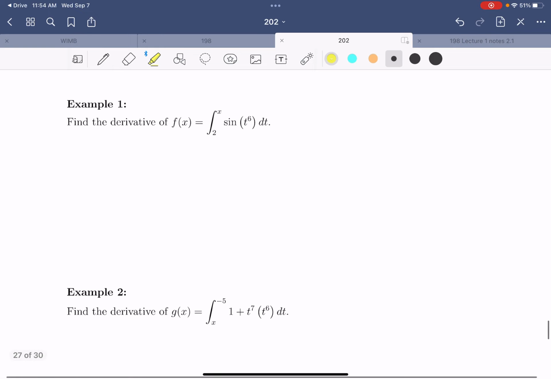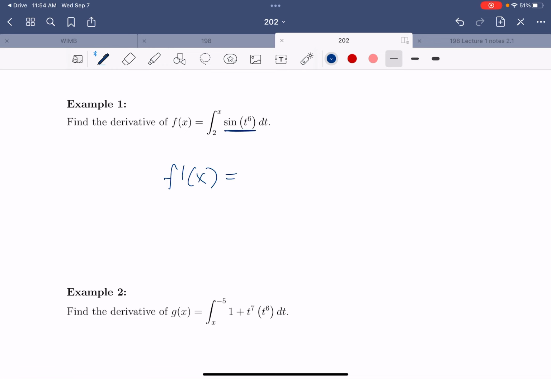Okay, so we want to then use this to find some derivatives. So example 1 says, find the derivative of this function. So F of x is the function, the integral from 2 to x of sine of t to the 6th dt. So we know that by FTC, the derivative of this, so F prime of x, is going to just be the function on the inside, sine, and I replace it with the variable up here. So sine of x to the 6th, okay? And that's it, all right?